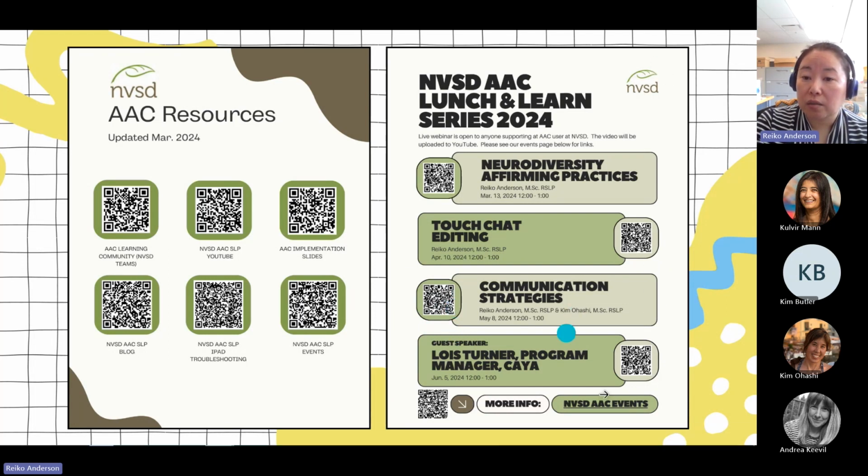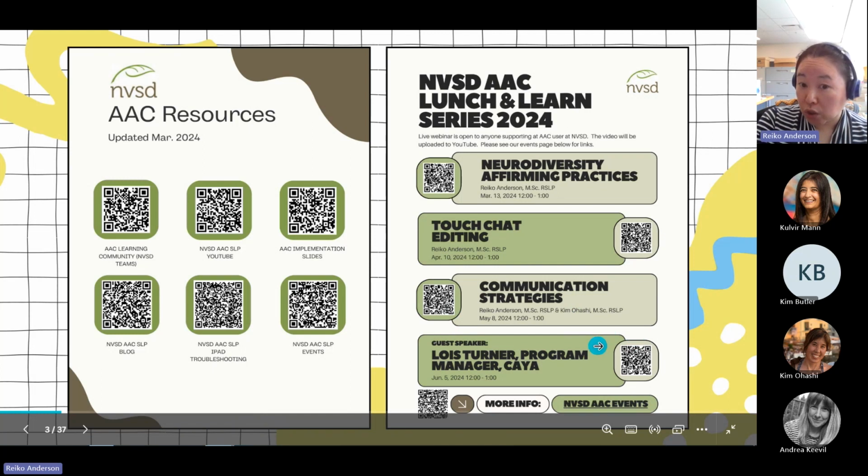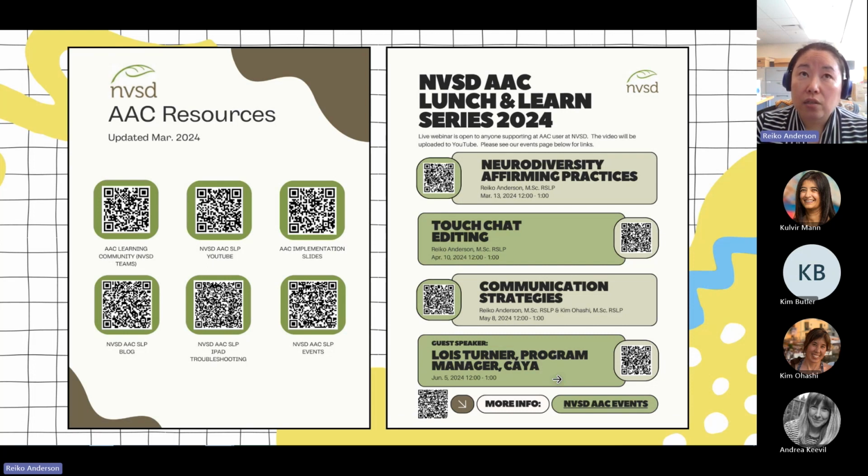And then this bottom QR code here, we have Lois Turner, who is the program manager at Kaya. She will be joining us in June. So that will be time for us to talk about the Kaya program, which is a publicly funded organization that supports AAC users after they leave high school. Actually, I should just say that they support adults using AAC. So if you have anyone in your life, not necessarily somebody that's transitioning out of high school, but somebody that could benefit from AAC, you could refer them to Kaya. Somebody with aphasia or ALS or a brain injury, something like that might also benefit from AAC.